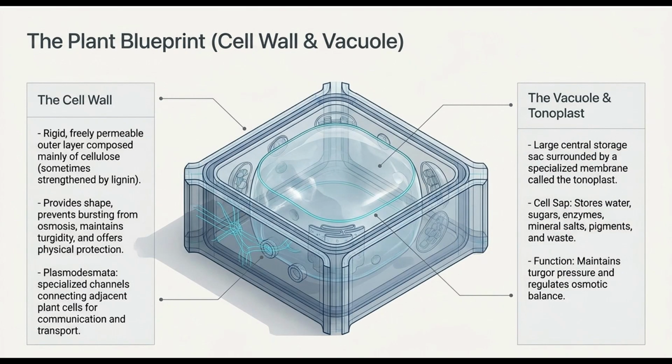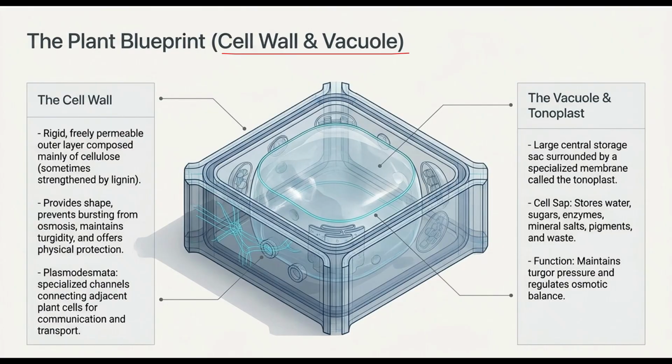Then we have the cell wall and vacuole. So the plant cell possesses unique structures not found in animal cells. The cell wall is composed primarily of cellulose and it provides rigidity, protection and support to the cell. It prevents the cell from bursting when water enters through osmosis and helps maintain the turgidity.